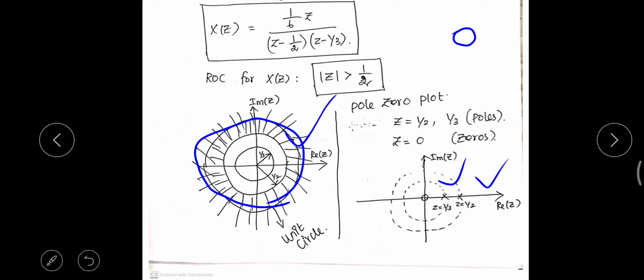Whether my unit circle is lying in the ROC of the given x of n, obviously it is in the ROC. So if it is lying in the ROC, I can say that my system is a stable system. If my ROC does not include the unit circle, simply I can say that the system is unstable. So to define stability, your ROC should include the unit circle.